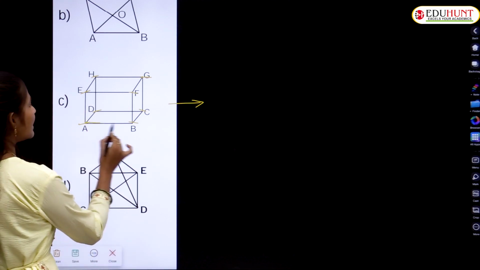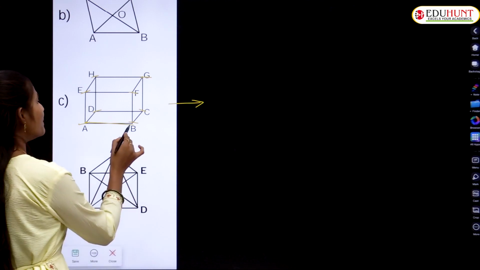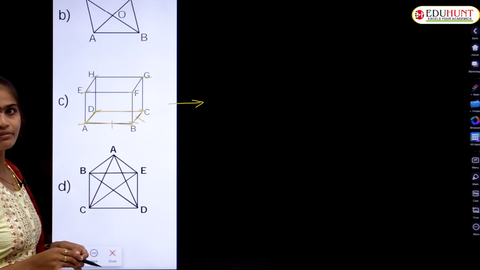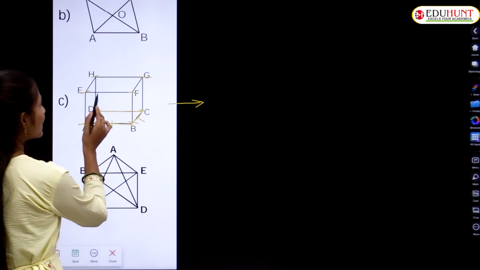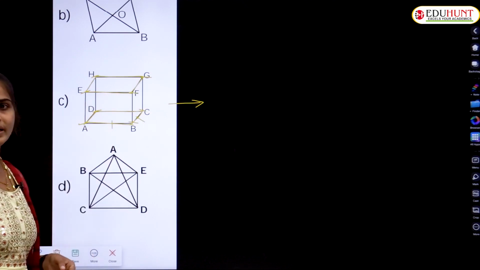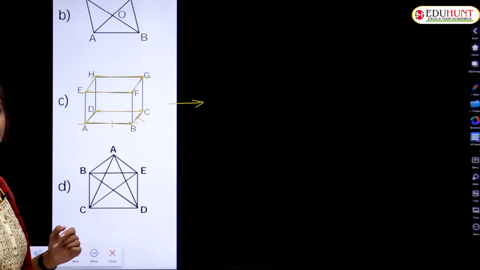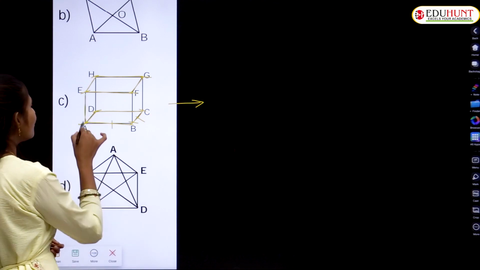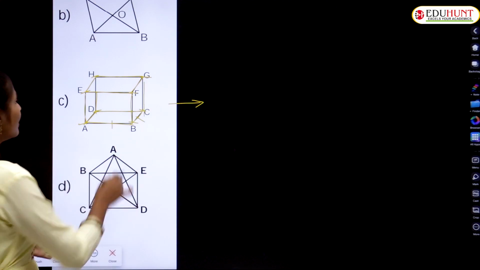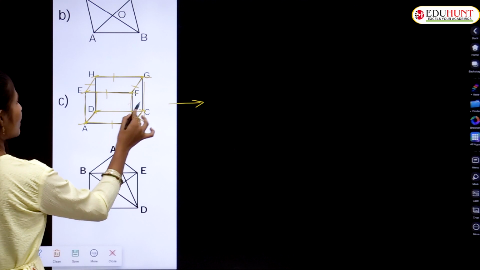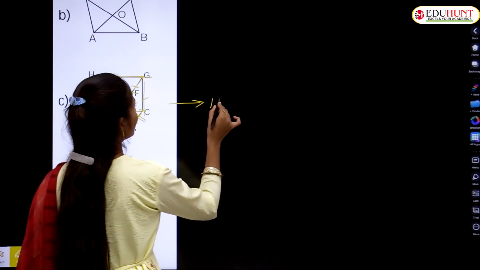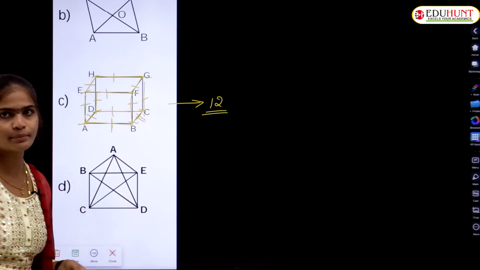Just observe, AB is one of the line segments, BC. So 1, 2, 3, 4. So here we have 4 line segments, and come to this one here, this is 1, 2, 3, 4. So how many line segments are there? 4 plus 4 is 8 line segments, and the leftover 2 and here 2. So totally how many line segments are there? 1, 2, 3, 4, 5, 6, 7, 8, 9, 10, 11, 12. So in total we have 12 line segments.